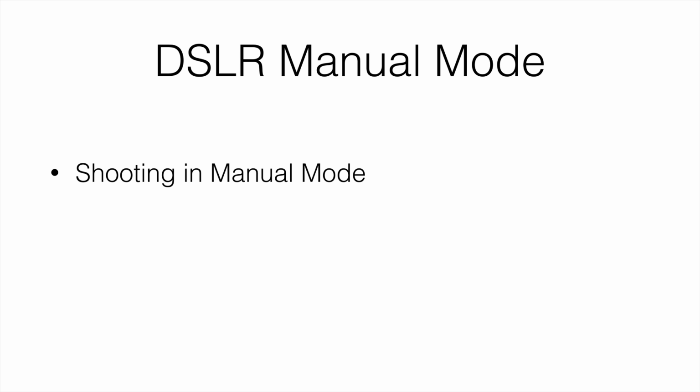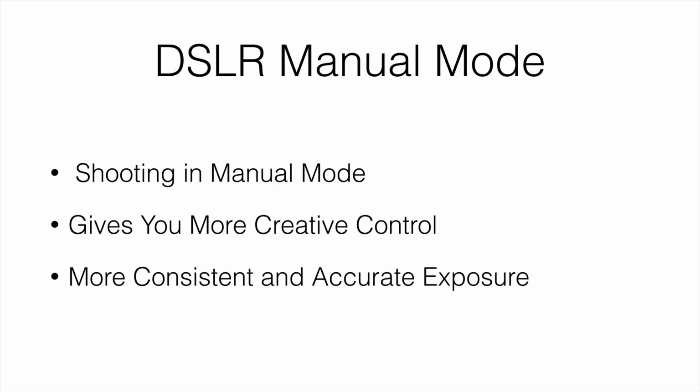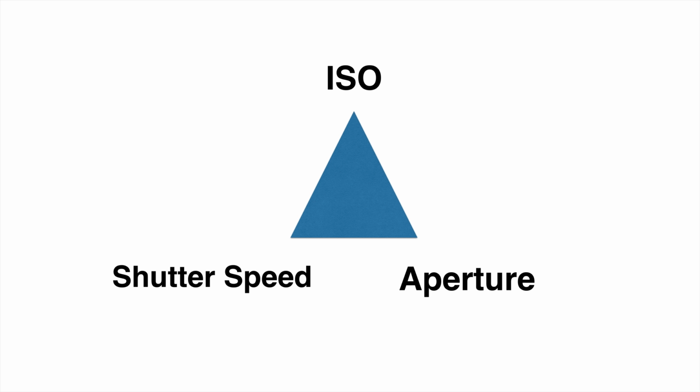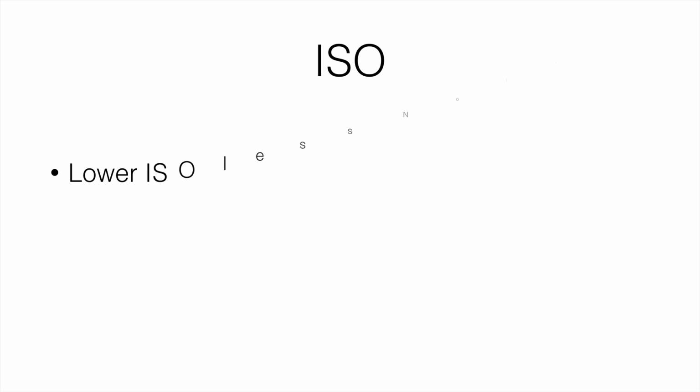All right, in this video, we're going to do a quick recap of shooting in manual mode. I feel that it gives you more creative control and more consistent, accurate exposures. So we've got our ISO, shutter speed, and aperture, and those work together to be what some people call the exposure triangle.